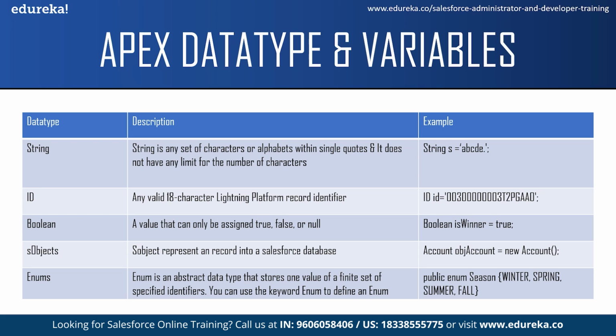After this, we have the Boolean data type. The Boolean data type is a value that can only be assigned true, false, or null. It is basically used to check for a condition, if it is either true or false or null. So these were some of the primitive data types in Apex.